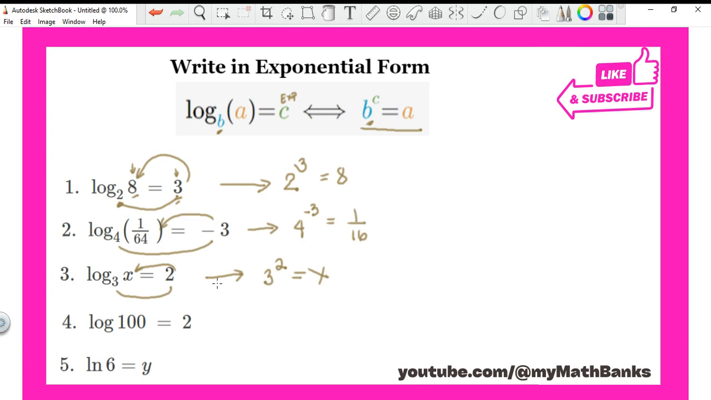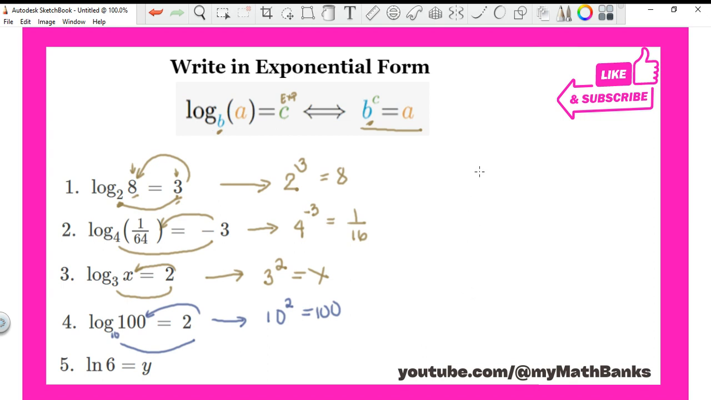Now, if you notice in number 4, we do not see a base. If you do not see a base, that only means one thing. There is a default base, and that is 10. So every time you don't see a base, that means the base is 10. If we convert that, it's going to be the same thing: that and then that, right? So you have 10 to the power of 2 equals 100.